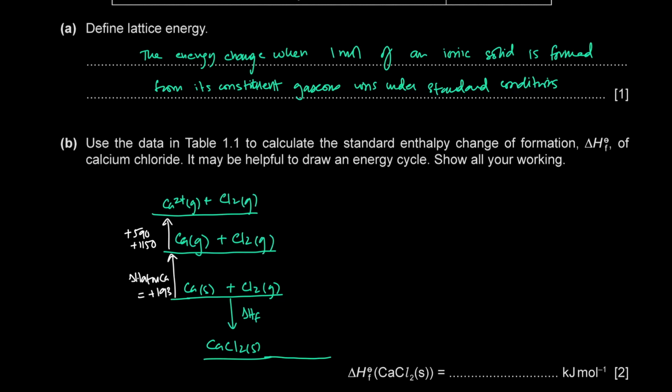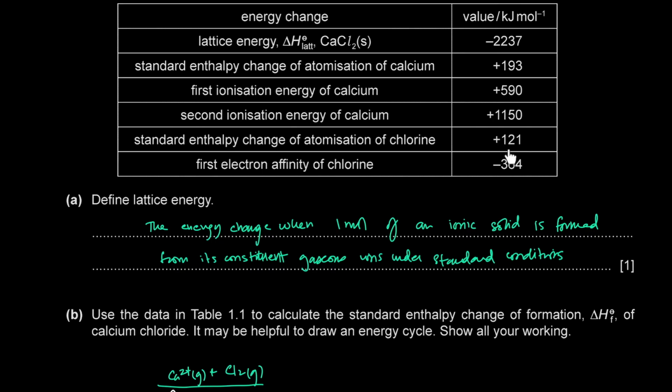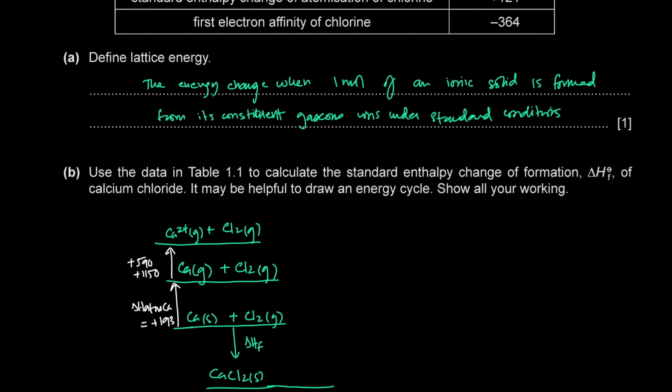Now that we have the gaseous calcium ions, we want gaseous chlorine ions. So first we're going to convert the chlorine molecules into chlorine atoms. That's atomization of chlorine, but that's for 1 mole of gaseous atoms forming from the element in its standard state. We want 2 moles of chlorine atoms, so we're going to have 2 times the atomization of chlorine. That will be 2 times positive 121.